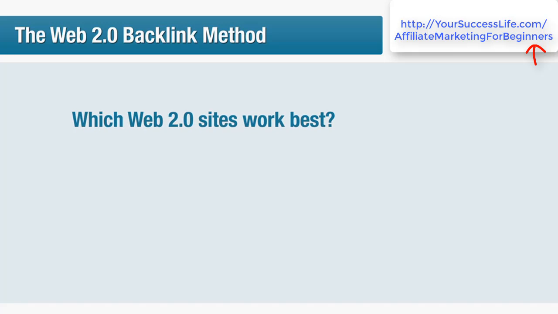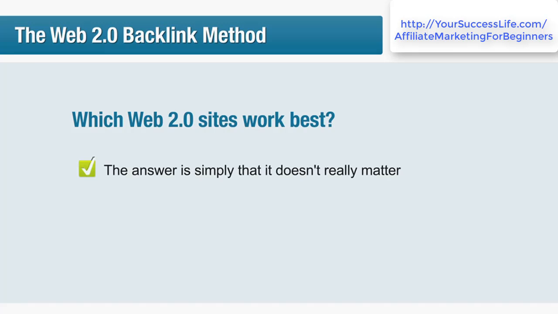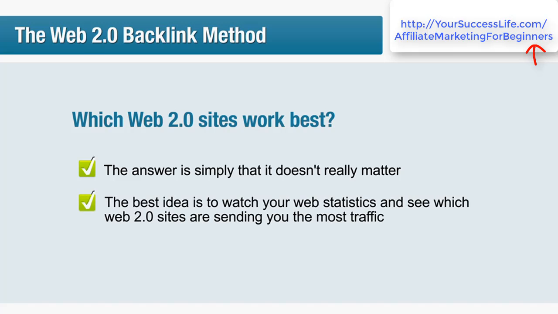So which of these sites work the best? Well, this is a really common question, but the answer is simply that it doesn't actually matter. The sites that work for you might be different from the sites that work for other affiliate marketers, so don't get too hung up on this issue. The best idea is to watch your web statistics and see which Web 2.0 sites are sending you the most traffic. From that information, you can weed out the ones that aren't working and focus on the ones that are. Most web hosting companies will give you a basic stats package that allows you to see where your traffic's coming from.